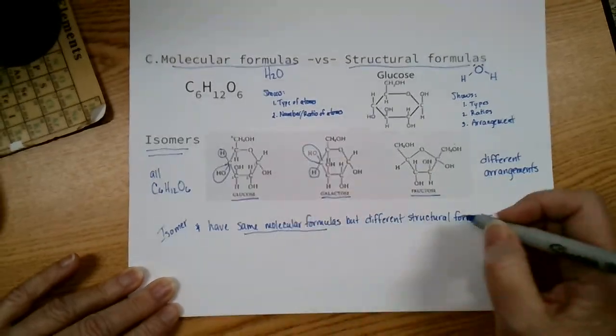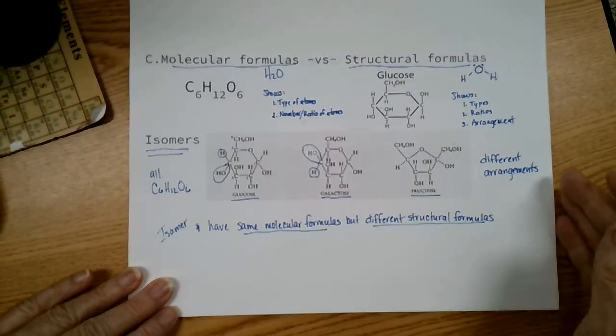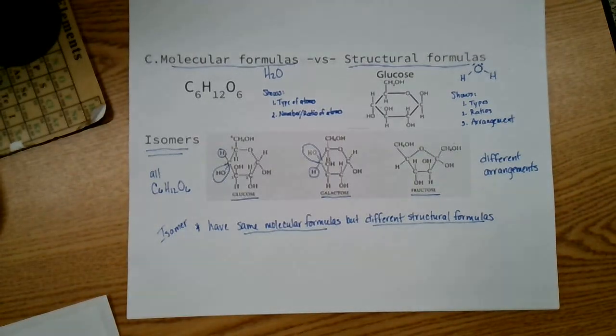Same molecular formulas, different structural formulas. And that's what these three are, okay? And isomers are very important because, like in medicines, for instance, ibuprofen, that's what's in Motrin or Advil. Ibuprofen has actually two isomer forms. One is actually effective in the body and the other one is not.